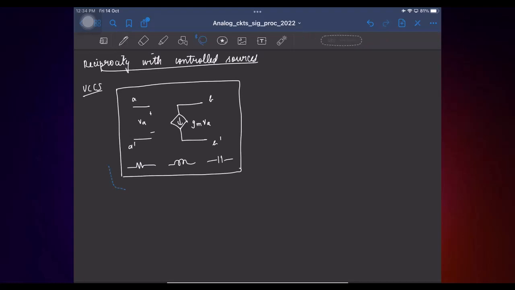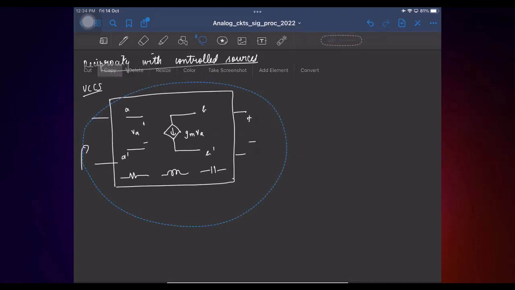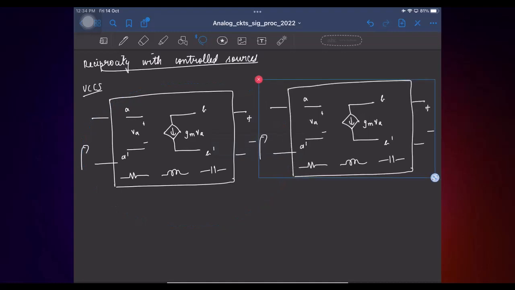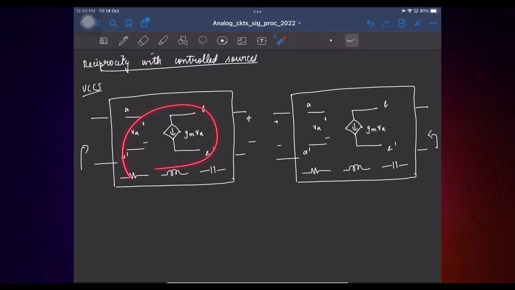So now, if reciprocity were valid here, if I apply some excitation here and measure the response, I should get the same response by just interchanging the ports where I am applying the input and measuring the response. Right? And again, for this to be true, the summation Vk Ik hat for the internal branches must be 0. Right? And one example where that could be 0 is if the branch voltage is proportional to the branch current. Right? So let's take the voltage controlled current source and see what happens.